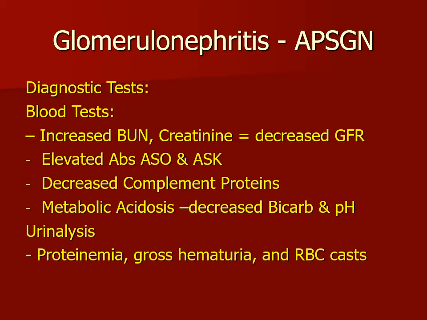Metabolic acidosis because of decreased bicarb and pH, because the kidneys are unable to regulate the balance of electrolytes here. And urinalysis, which you'll see there, is proteinuria, so a lot of protein, gross hematuria, and red blood cell casts. So those are some of the things that you'll pick up.